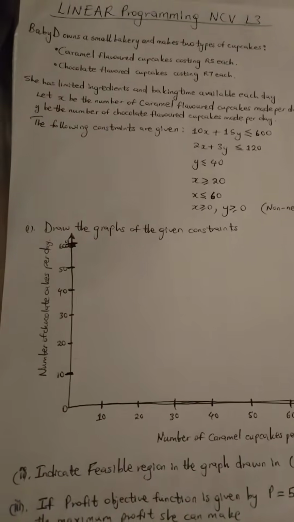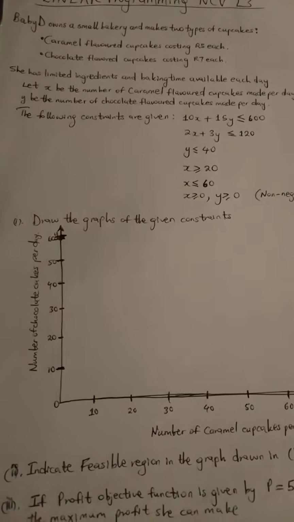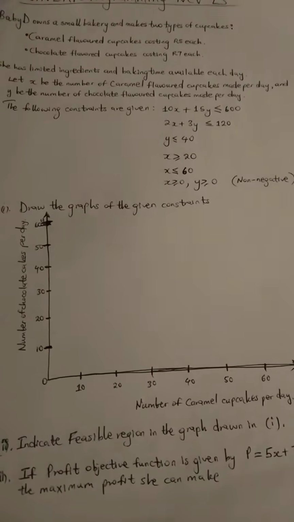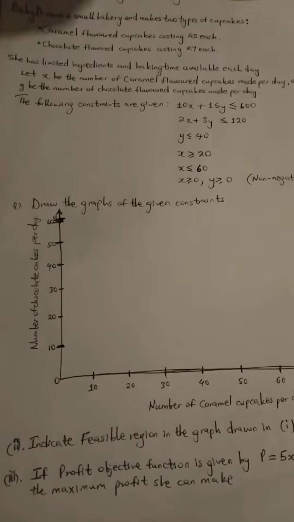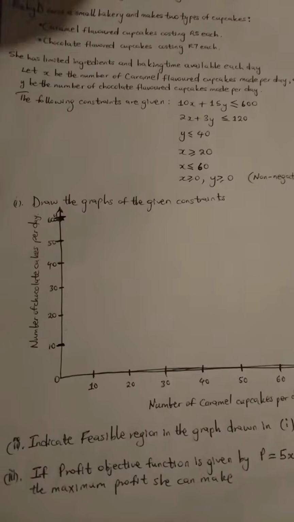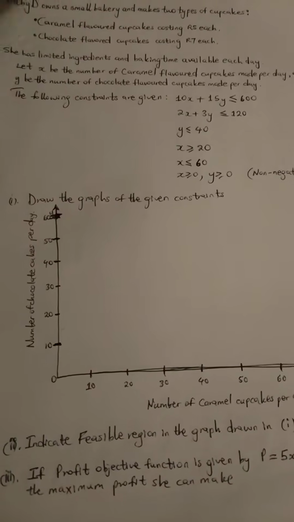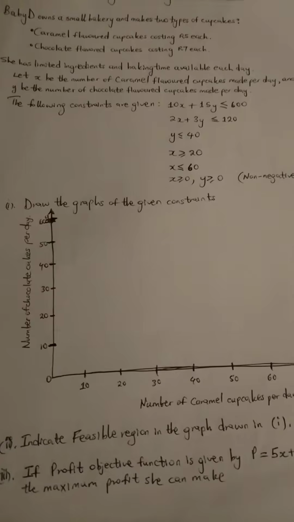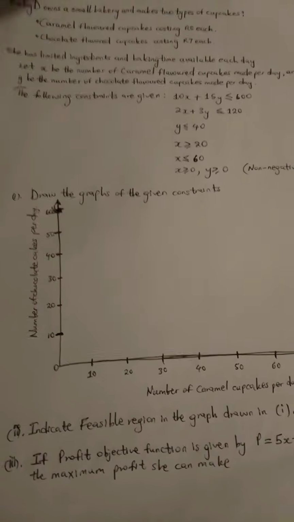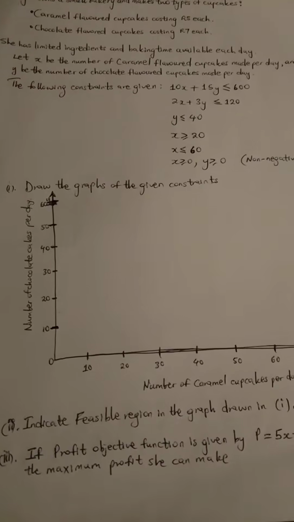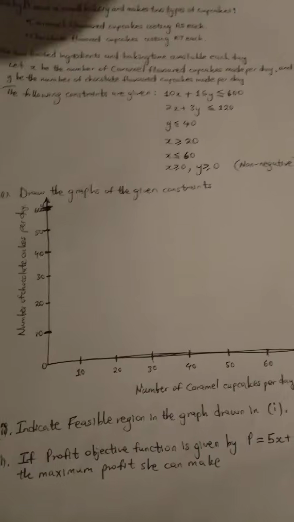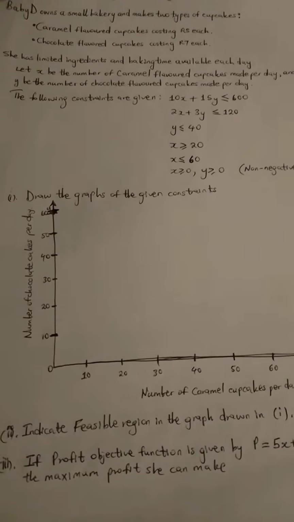But yes, it says she has limited ingredients and baking time available each day. And that's true. You can't have excess ingredients, right? You'll have some limited ingredients. When it says limited, it normally refers to whatever amount of ingredients that you have. They are still limited because they are not infinite. But fine, she has limited ingredients and baking time available each day.